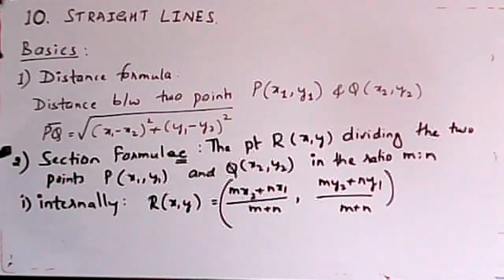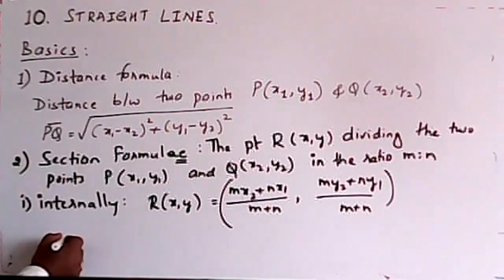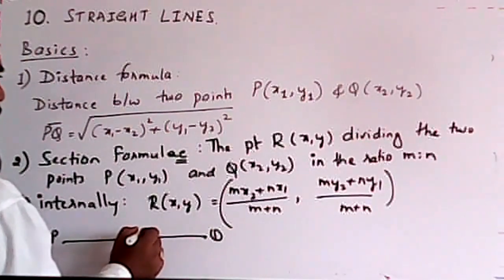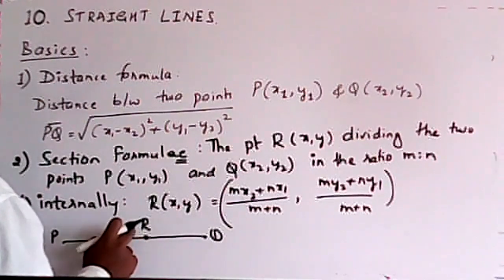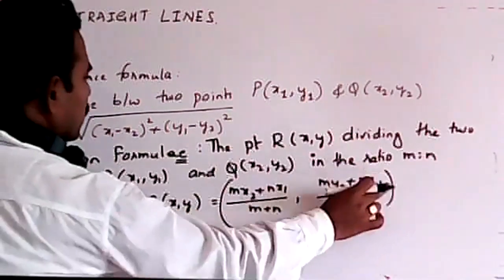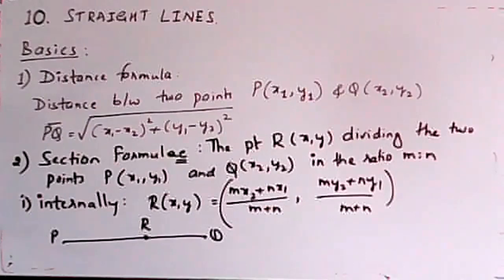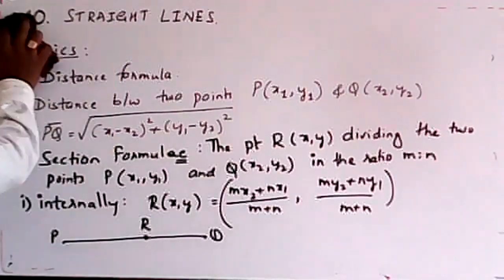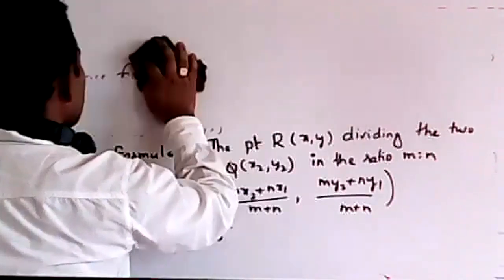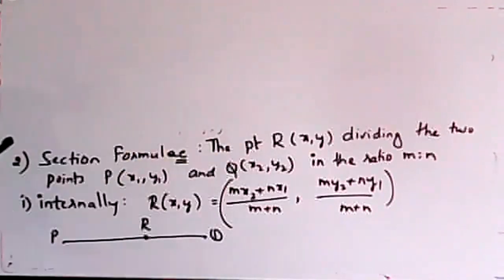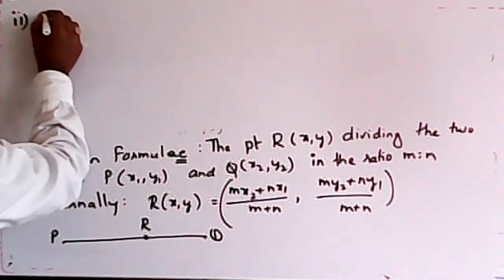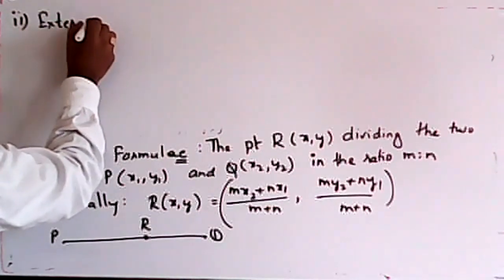If it is dividing externally, let me show the diagram for this. Say that it is P and Q. Somewhere here your point R is there. Then the coordinates of point R will be given in this formula. Now we'll see if the point is not between the line, it is somewhere outside the line. That we call external. Second one, externally dividing.